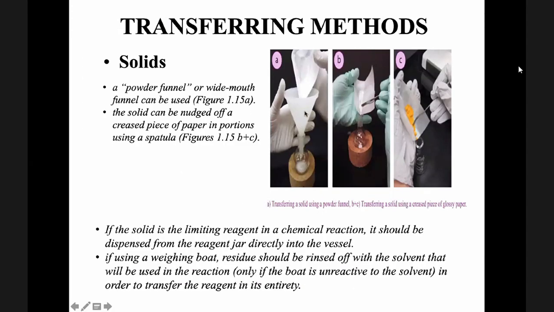So this is how to transfer solids. So you use a wide mouth funnel or a powder funnel.